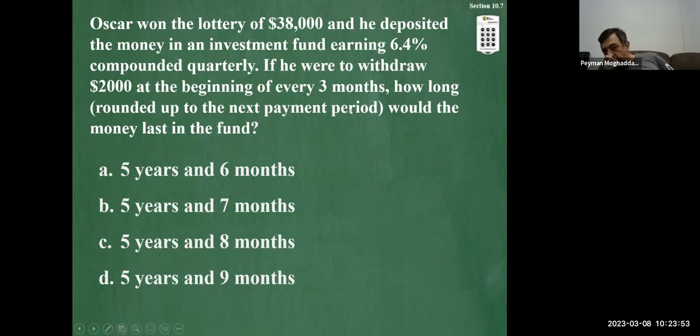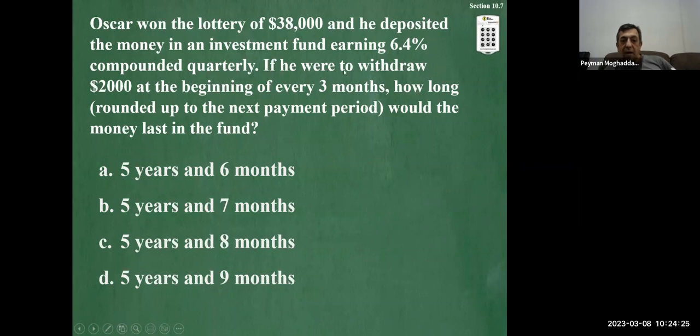Okay, so first of all, which kind of problem is it? Basically the problem is a present value problem, right? This is the present value. He will put it in the bank, and withdraw it every 3 months, at the beginning of the 3 months. So it's the present value. So which kind of annuity is it? It's beginning, so it's going to be due annuity.